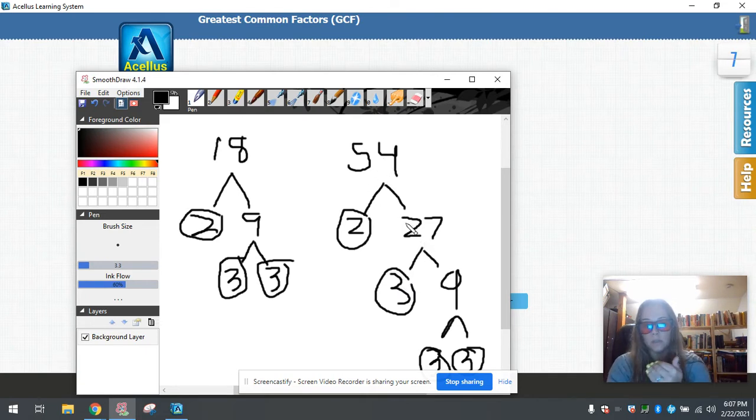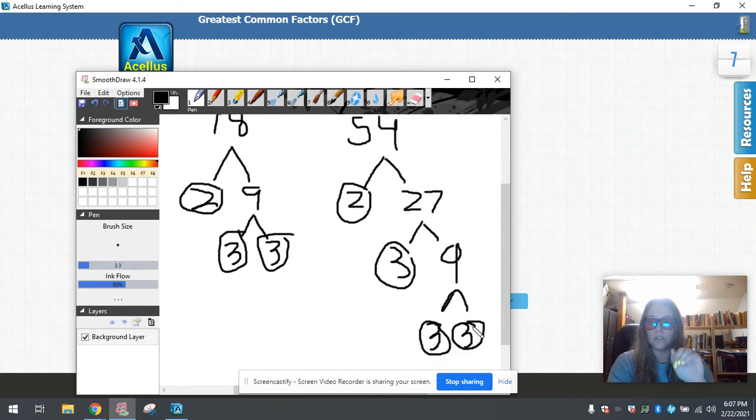54 divided by 2 is 27, 27 divided by 3 is 9, 9 divided by 3 is 3. You get the idea. So here we've got our factor trees done. We're down to our prime numbers for both factor trees. Now to find the greatest common factor, I have to look for matches in the prime numbers.